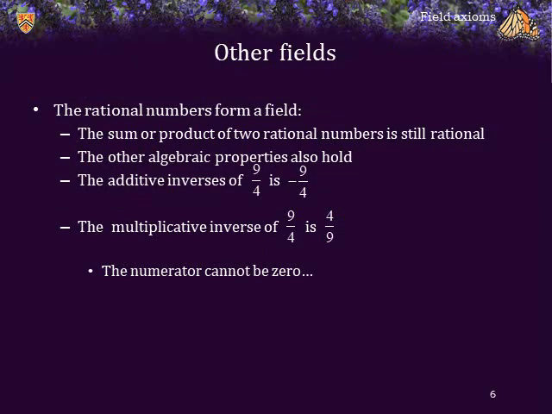The rational numbers also form a field. The sum or product of two rational numbers is still going to be rational. You can't add or multiply two rational numbers and get, for example, root 2 or pi. All the other algebraic properties also hold. And, of course, the additive inverse of 9 over 4 is negative 9/4. The multiplicative inverse of 9 over 4 is 4/9. To calculate the multiplicative inverse, the numerator cannot be 0, because 0 over any non-zero integer is going to be equal to 0.